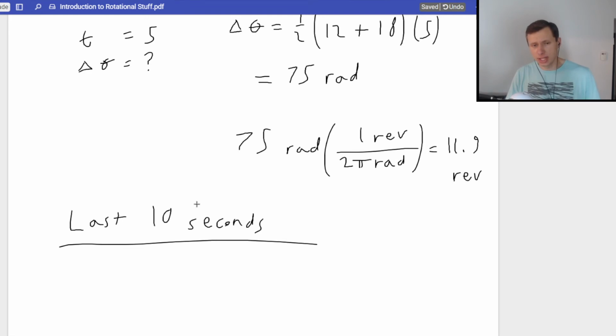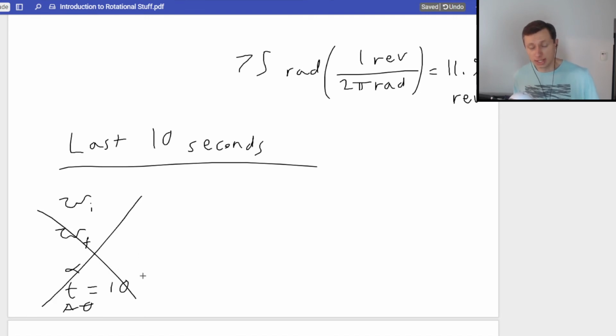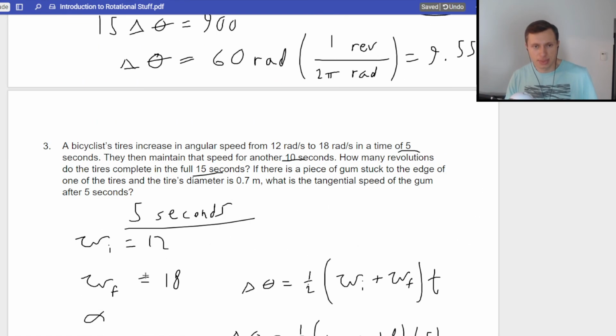So I'm going to tell you for this, if you write down omega initial, omega final, alpha, time, and delta theta, and the only thing that changed is the time is now 10 seconds instead of 5, this is the wrong way of doing it. And let's talk about why that is. I'm going to scroll back up to the question. We just read the first part for 5 seconds. Second part, they then maintain that speed for another 10 seconds. Question, what is the initial and final velocity for the bicyclist for the last 10 seconds?